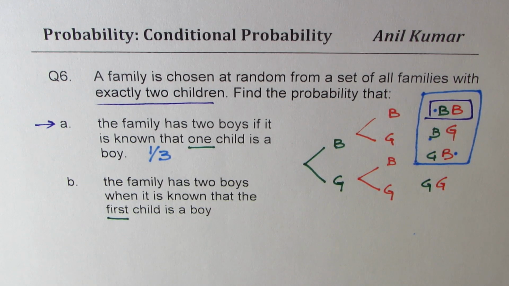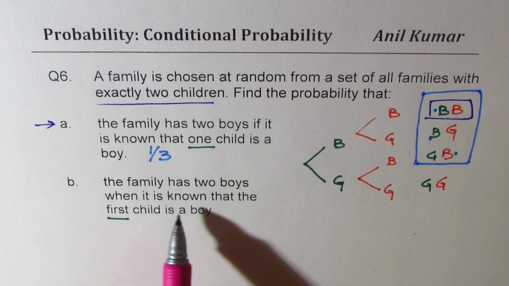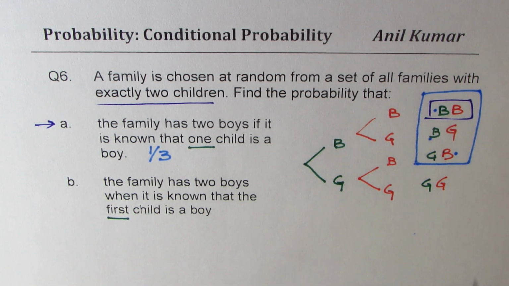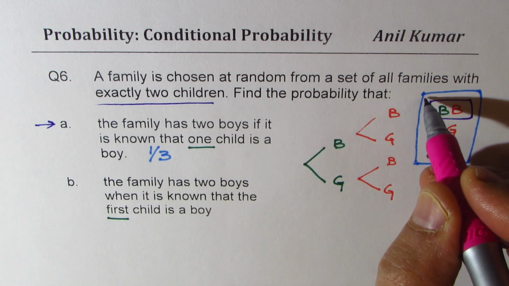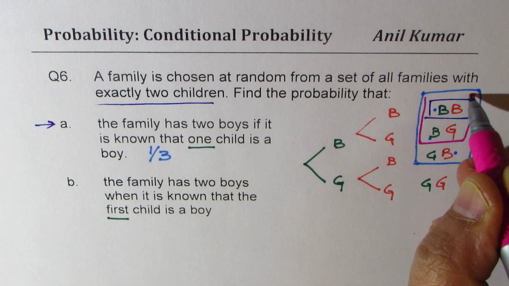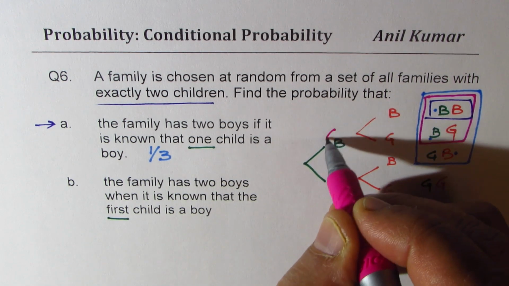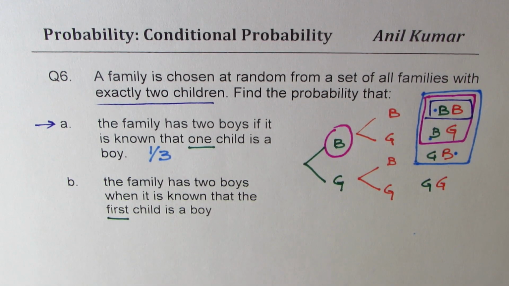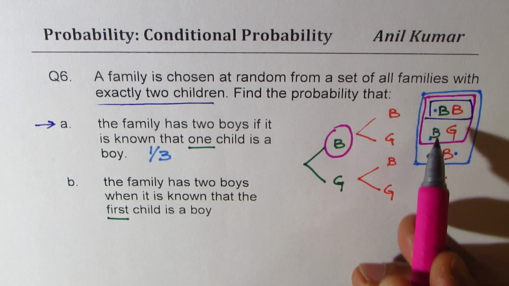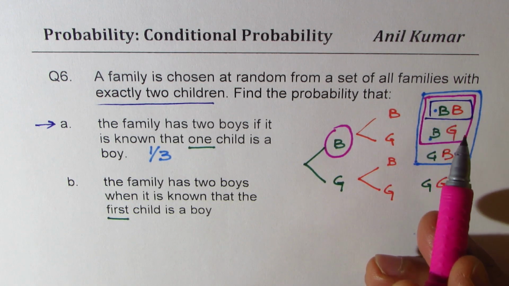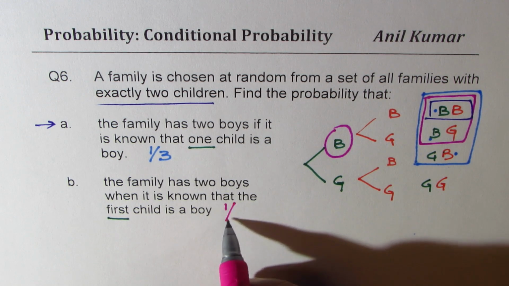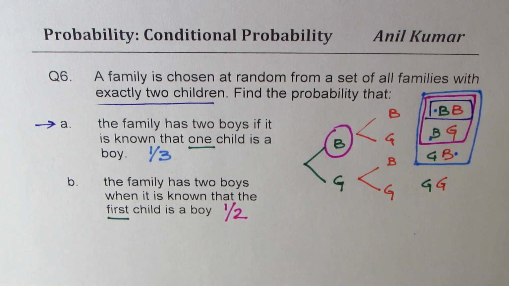Now let's look into the second one, which is the family has 2 boys when it is known that the first child is a boy. Now in that case, we are restricted only to these two cases, the first child is a boy. So for that we have only two cases. Out of those cases, having two boys is only one. So here the probability is 1 out of 2 or 50%. Do you get an idea? So at times we can also solve very easily conditional probability questions using tree diagram.